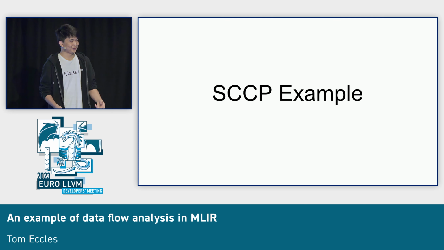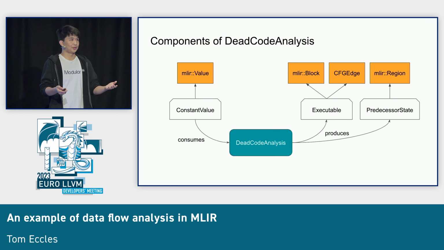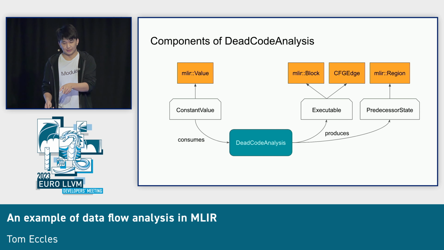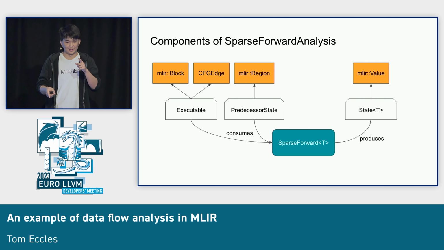So let's actually talk about those three, and we'll see what the components of a dead code analysis are. These are subclasses of the things mentioned above. We have three analysis states: constant value, which is the known compile time value of an SSA value, like 4 : i32. Executable, which is just, is it live or not? This is attached to basic blocks and control flow graph edges. And predecessor state, which is attached to MLIR regions, because we do actually mix control flow graph control flow and region control flow in programs. The components of sparse forward analysis is the opposite.